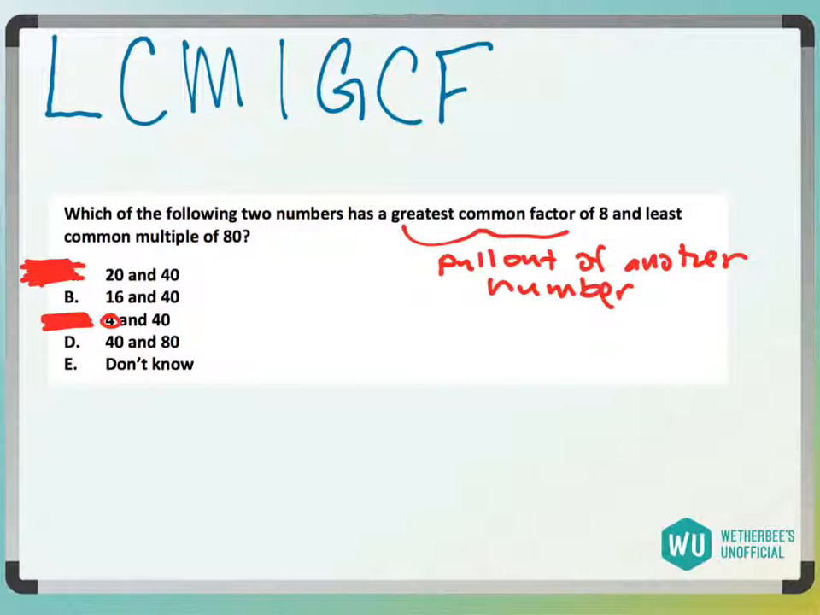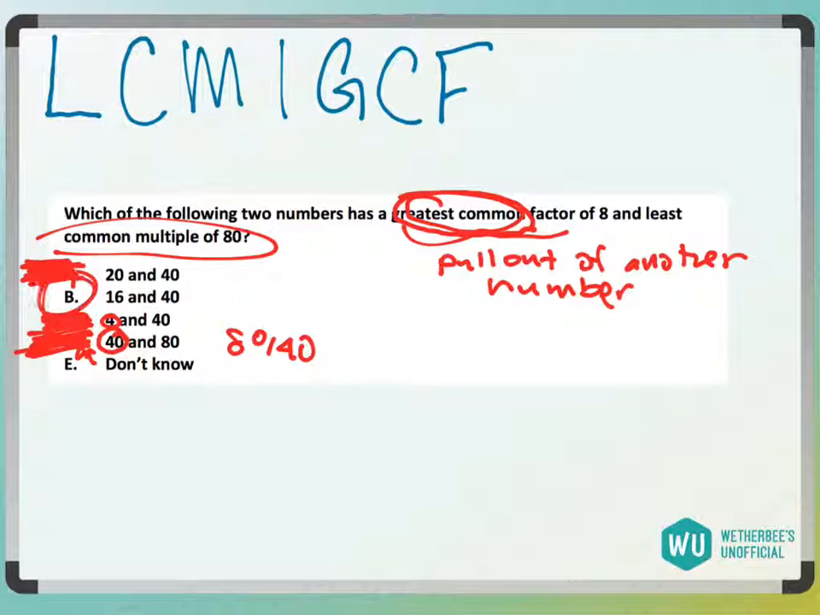So we want not just a factor of 8, but the greatest common factor, right? And if I look at answer choice D, 40 is a factor of 80 because 80 is divisible by 40. So clearly 40 is going to be the greatest common factor, right? 8 is a factor, but 40 would be the greatest common. So answer choice D would be gone, right? We wouldn't even have to use the common multiple portion of this, and it would be answer choice B.